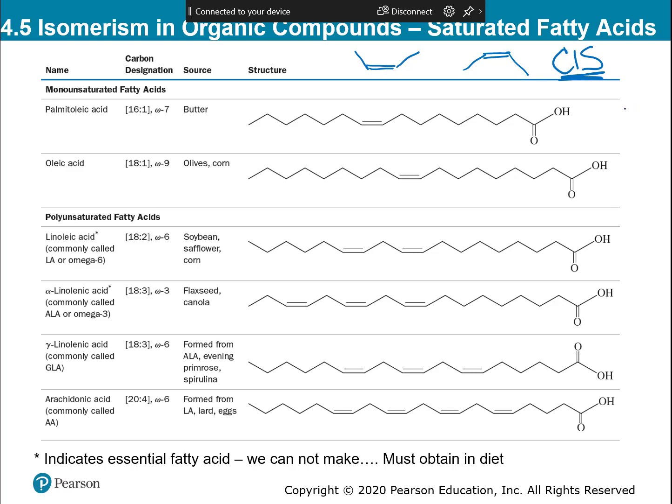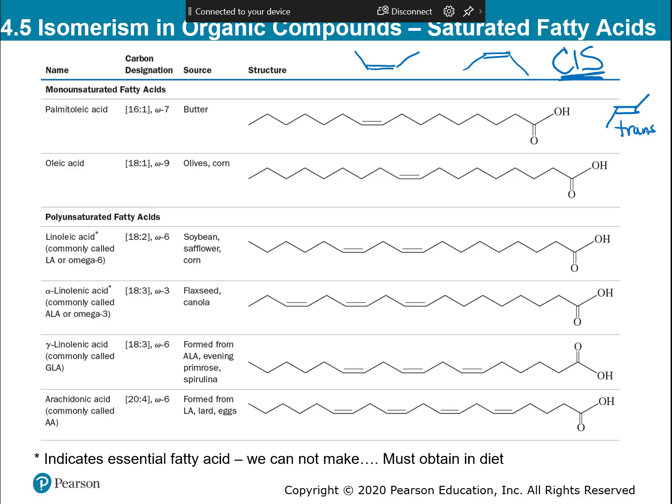So remember, trans would look like this. Trans would be like that. So you'd have the double bond, you'd have one angled up and one angled down. So remember, trans is across. So cis, they almost look kind of like a little U shape. Okay, so trans, there are none found in nature, which leads to a big discussion we'll have.